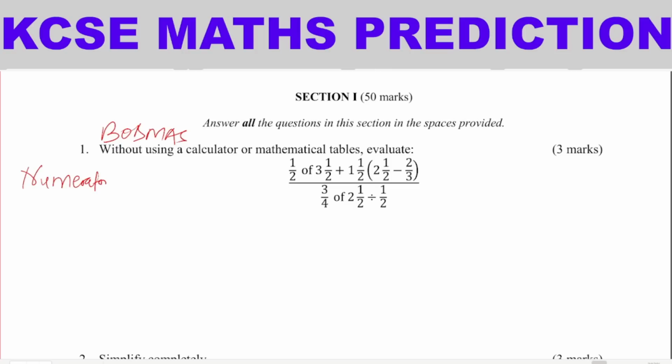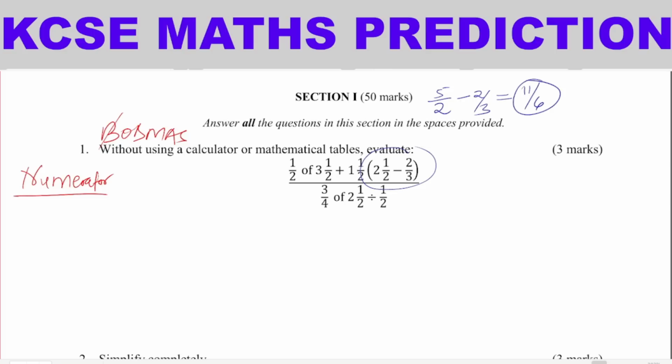So for the numerator, we have half of 3.5 plus 1 and 1 over 2, into brackets 2.5 subtract 2 over 3. According to this order, we should start with the bracket, solve whatever is in the brackets. Whatever is in the bracket is 2.5, and you can simplify it to 5 divided by 2 subtract 2/3. That is what we begin with. When you subtract these, you get 11 over 6.